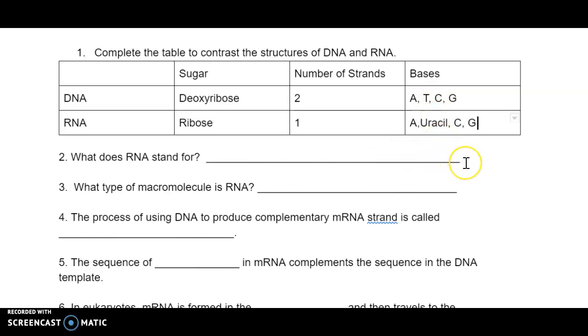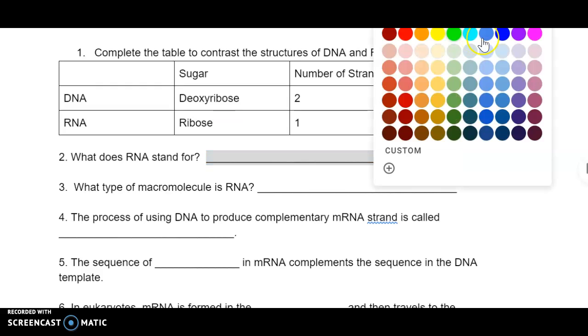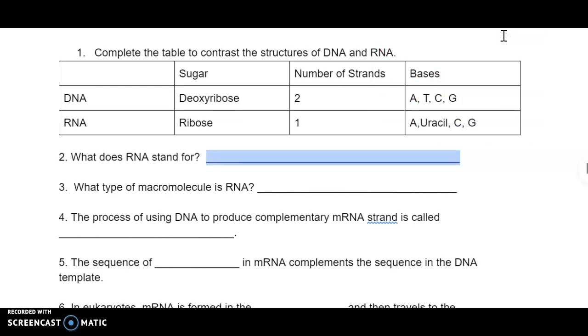So what does RNA stand for? Well, we just said the sugar in RNA is ribose, and we said the sugar in DNA was deoxyribose. So DNA was deoxyribonucleic acid. Since the sugar in RNA is ribose, then it's just going to be ribonucleic acid.